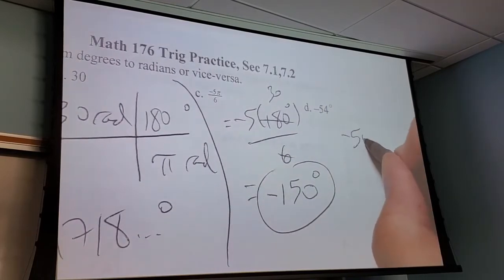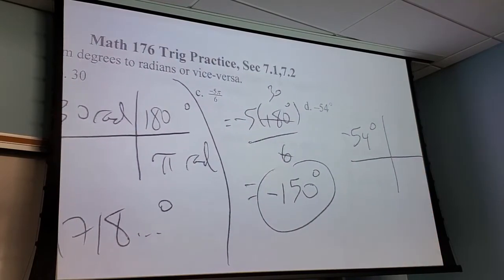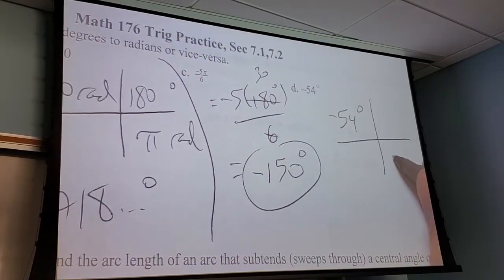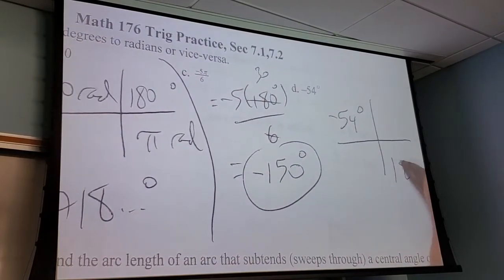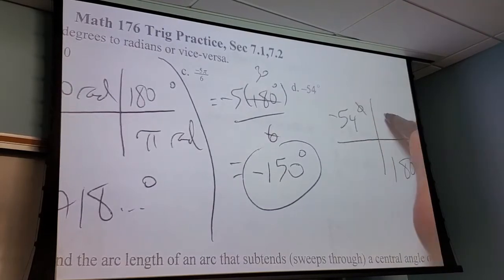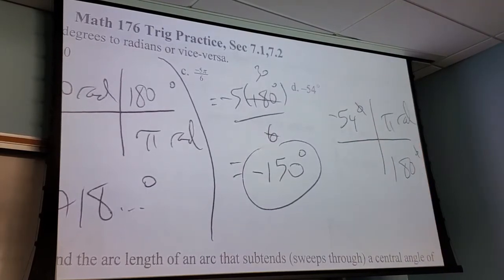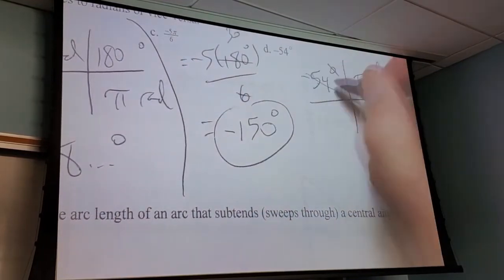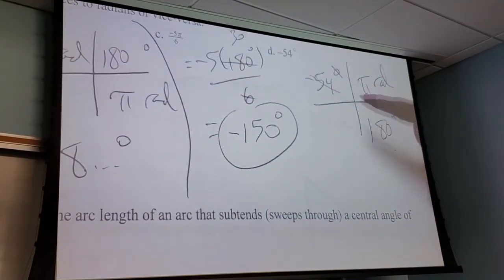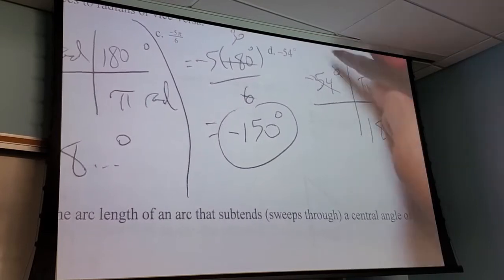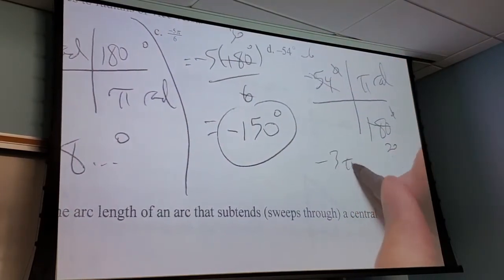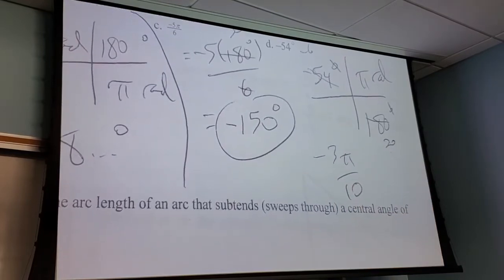Or I could just do this. How do I convert that into radians? What goes in the bottom? 180. Because you want degrees to die. So pi rads. And then you just reduce this, right? Let's see. 9 goes into both of them. That'd be negative 6 over 20, which then would be negative 3/10. Is that right? I don't know. Looks about right.